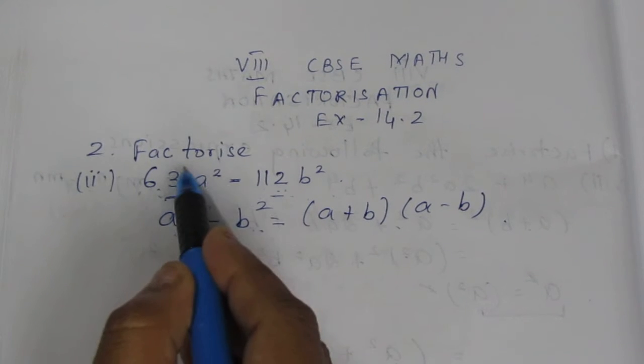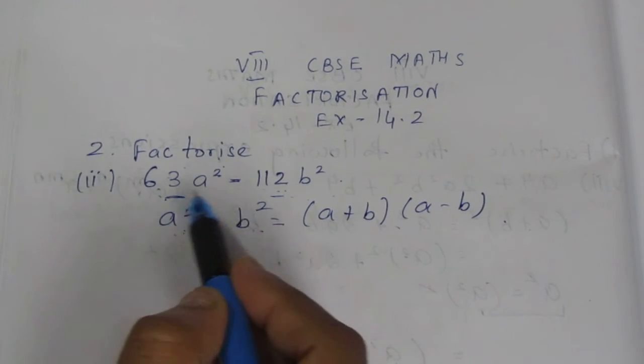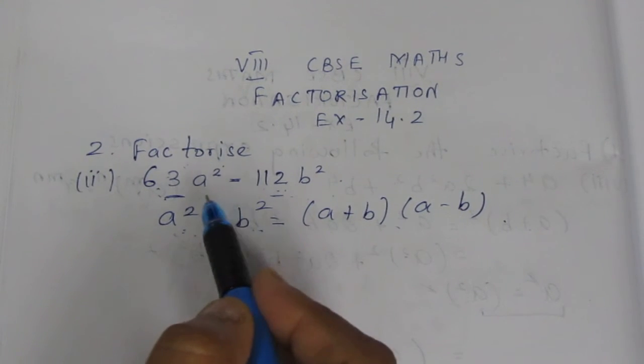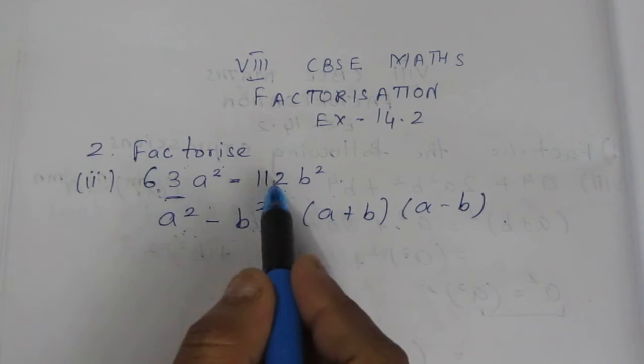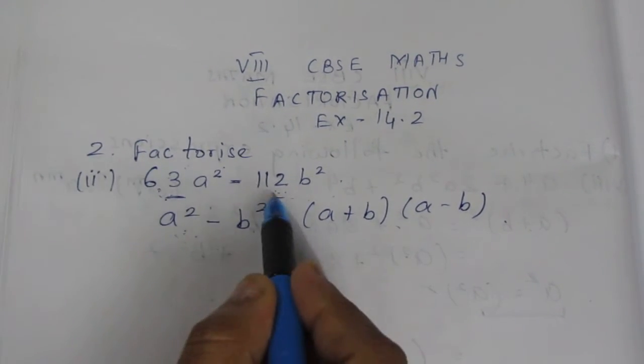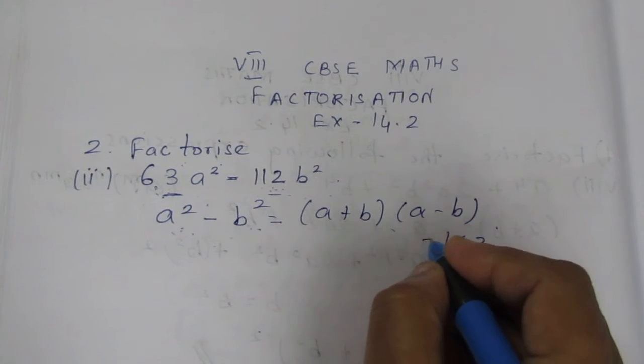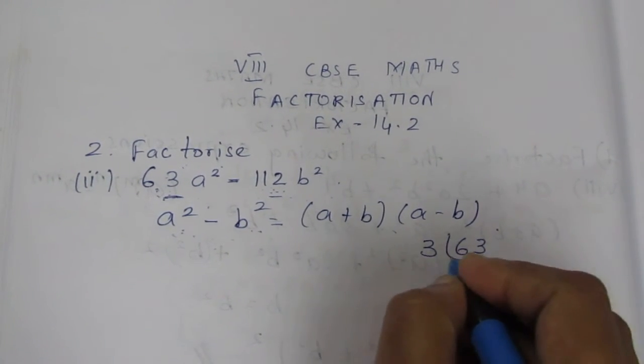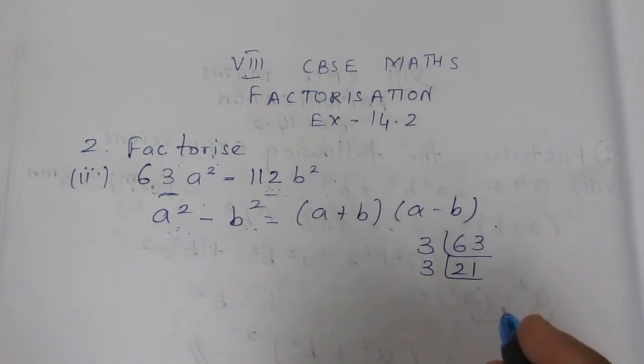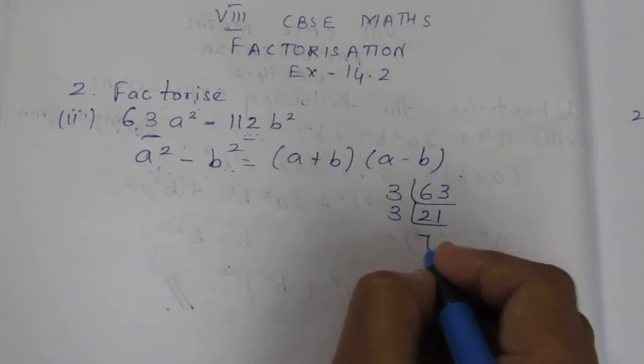In factorization, we know that taking common is the first rule. So in 63 and 112, we need to check what is the common factor. Do prime factorization for 63. It goes in the 3 table, 3 2s are 6, 3 1s are 3. Again it goes in the 3 table, 3 7s are 21.